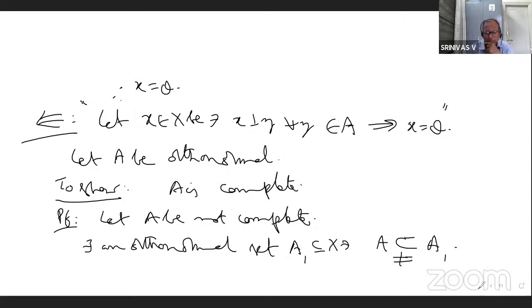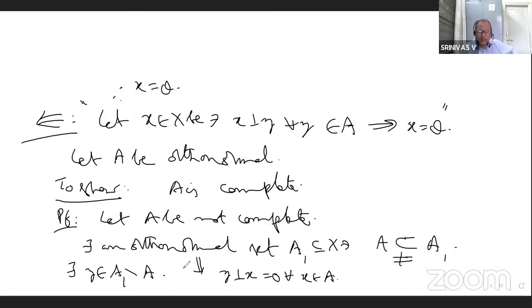What does this mean? There exists an element in this which is not in this. So there exists a y belonging to A1 minus A. Because it is proper, there will be an element here which is not here. And A1 is orthonormal, so it will be orthogonal to the elements in capital A also. So this implies that the inner product of y and x is equal to 0 for all x belonging to capital A. Y is in capital A1, and A1 contains A, so for all x in A, y will be orthogonal.